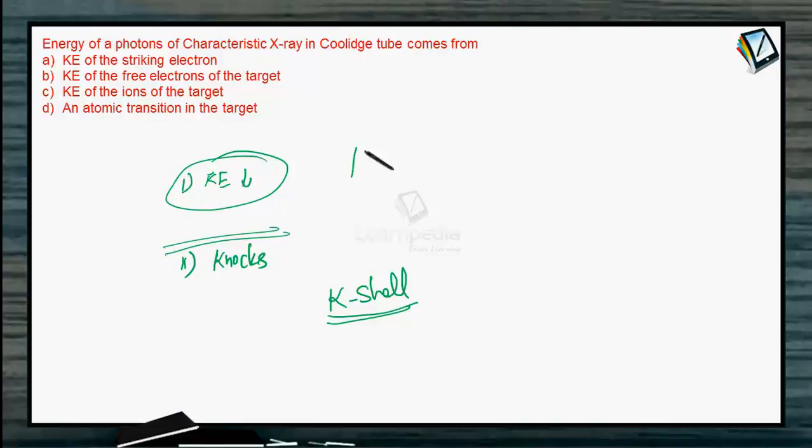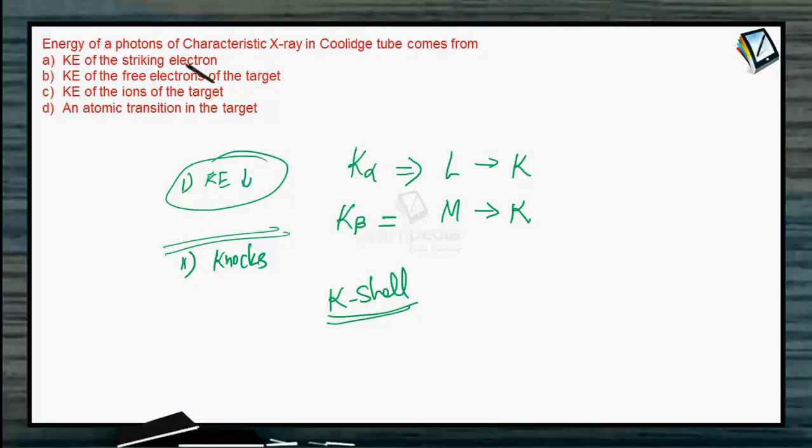For example, K alpha X-ray corresponds to the transition between L to K, and similarly the K beta X-ray corresponds to the transition between M to K. Similarly, K gamma can also be defined.